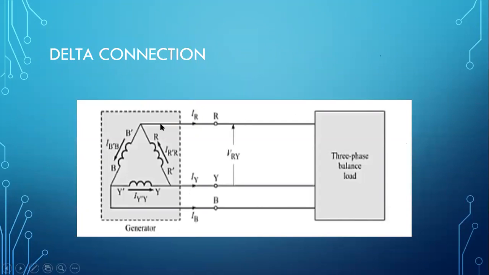Now this is a delta connection. Now your generating end is delta connected. Now this is the current going through this line. So IR, IY and IB are my line currents. And IR dash R, IY dash Y and IB dash B are nothing but my phase currents, because they are passing through the phase.